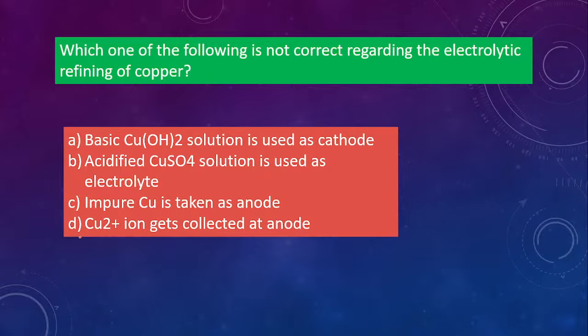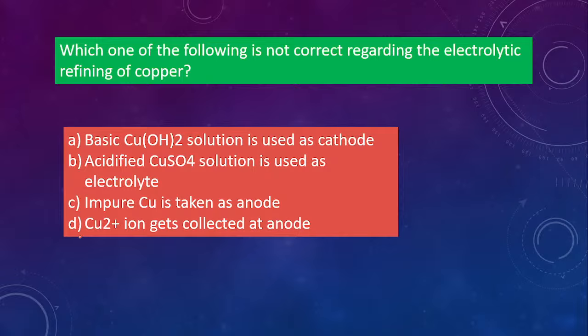Which one of the following is not correct regarding the electrolytic refining of copper? I hope you remember the electrolytic refining process. Here are the four options. Option A: basic copper hydroxide solution is used as cathode. Option B: acidified copper sulfate solution is used as electrolyte. Option C: impure copper is taken as anode. Option D: copper ions get collected at the anode.